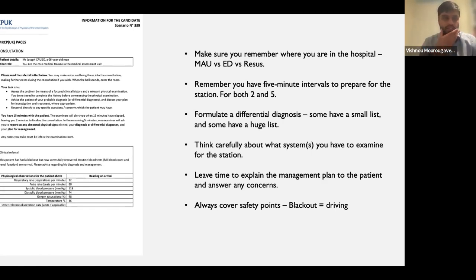So let's just look at this one. You're the core medical trainee in the medical assessment unit. They haven't yet changed to IMT on this one. It tells you what your task is, etc., and tells you the 15 minutes.